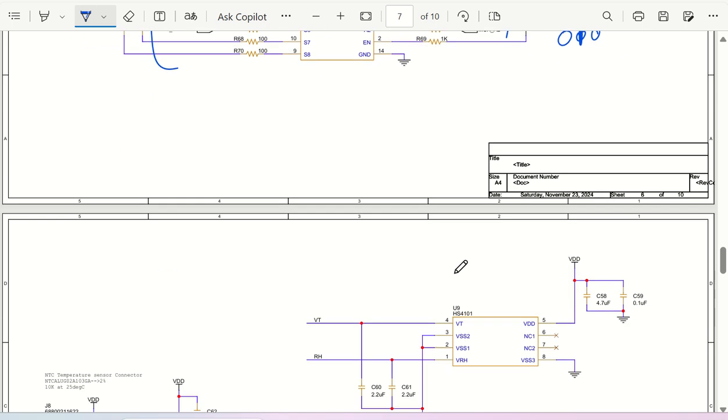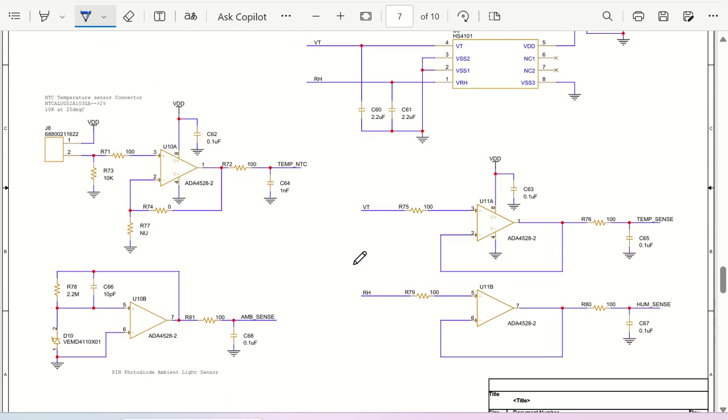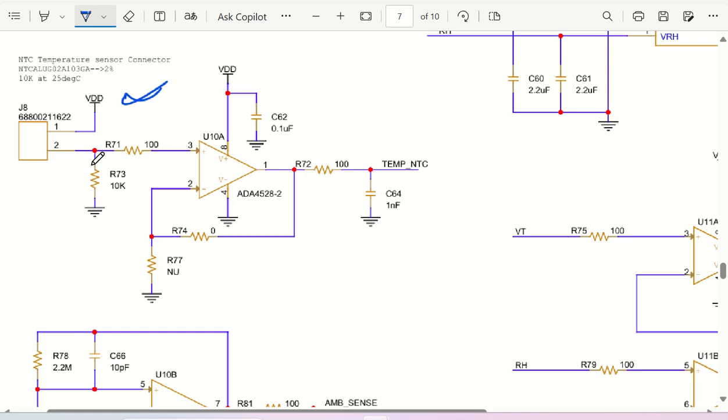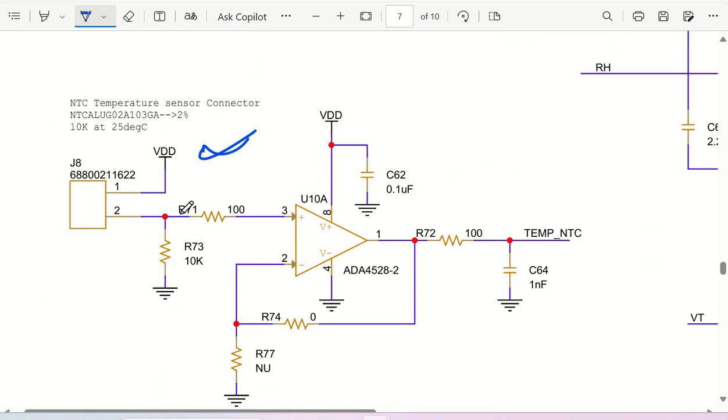Moving to the next section, what we have is an NTC. So this negative temperature coefficient thermistor is there. Let me just increase the size. It will be nice for you. So you can connect this NTC at this particular connector, and this will be giving you a variable resistance based on the temperature that is changing. At 25 degrees centigrade, this will be 10 kilo ohm.